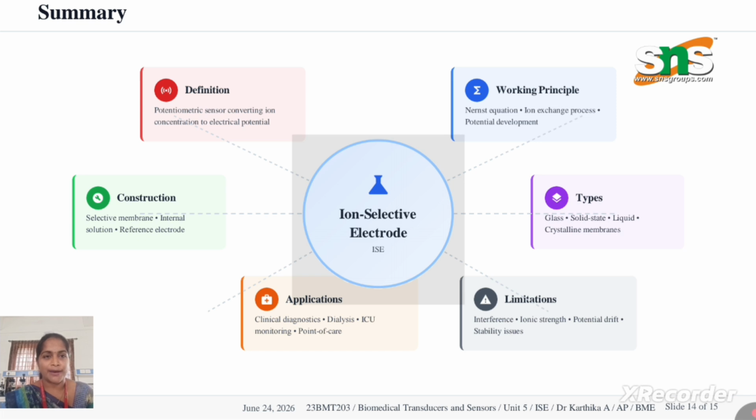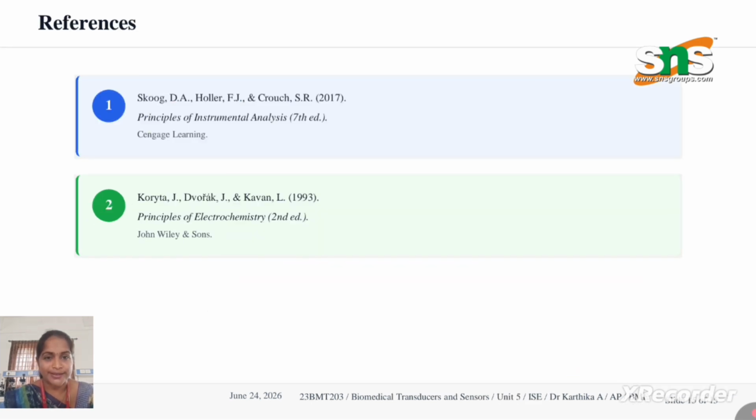Summary part, the mind map. Today we have discussed ion selective electrodes: definition, working principle, construction, types, applications and limitations, and references for our topic.